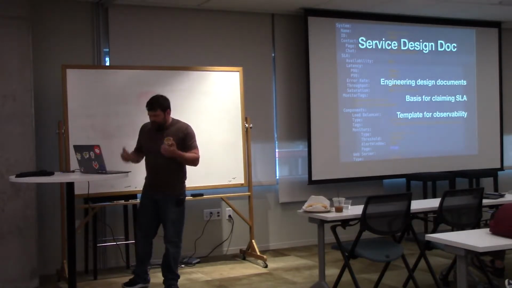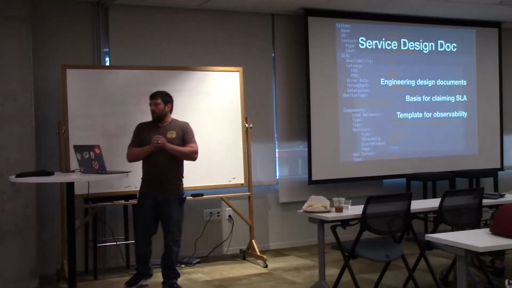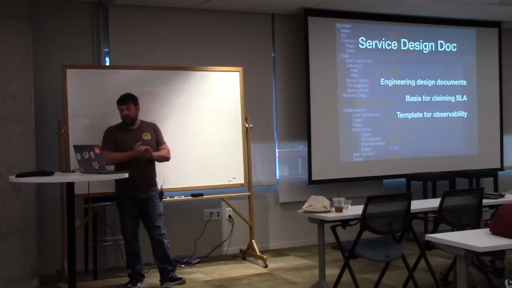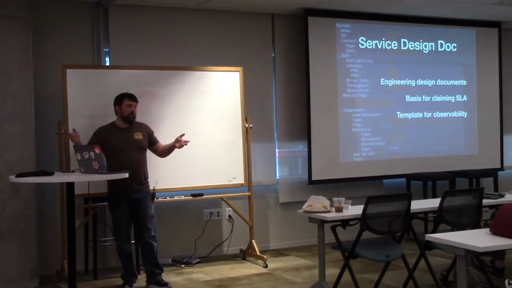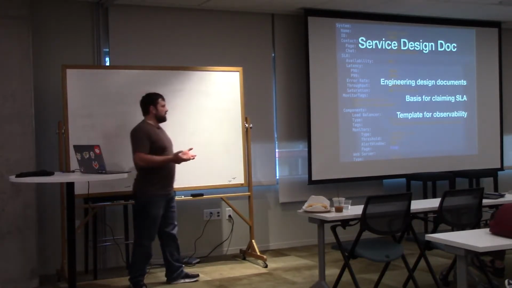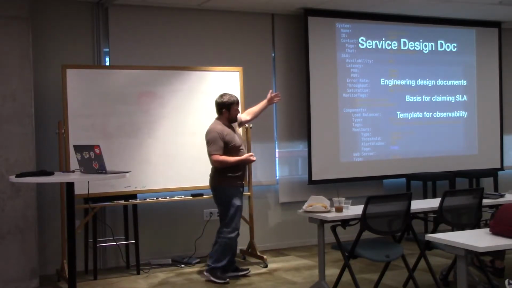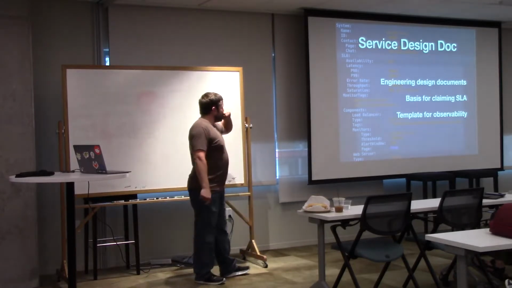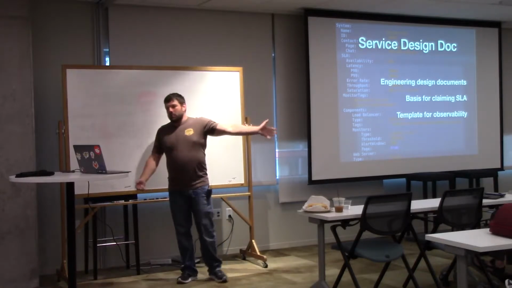So I decided it's time to come up with a design document for a service. This is your basis for claiming that your service is meeting an SLA. And also, more importantly, for operations folks, it's a template for observability. The app I started developing there with some other folks was a way to take a drawing or a YAML file, which I got my inspiration from Kubernetes and some of the other things that love YAML files, and turn that into monitors.